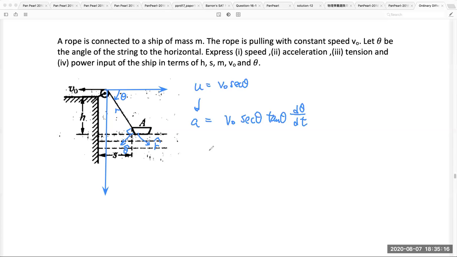So if you express the velocity of the ship in polar coordinate form, then you will get that the velocity is along this direction. This is theta. Then you get u sine theta theta hat minus u cosine theta r hat.